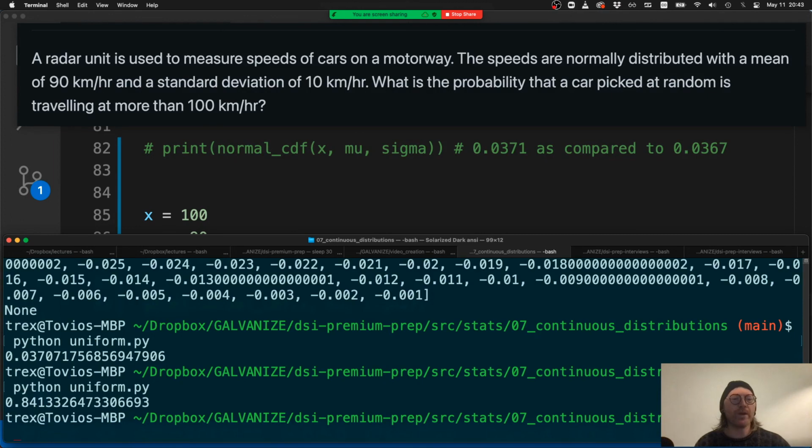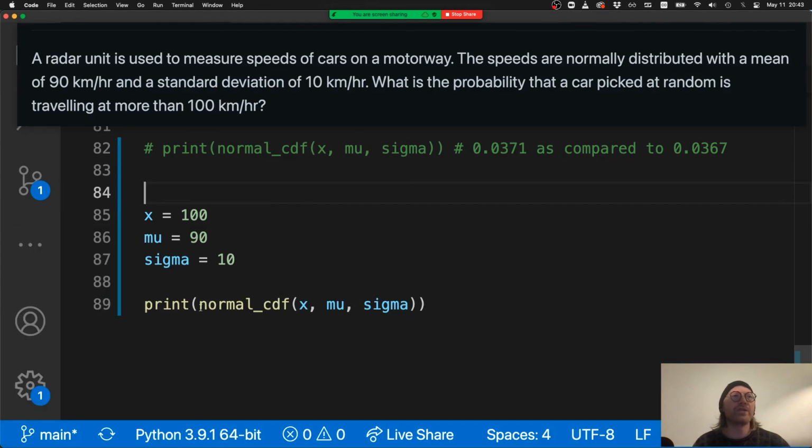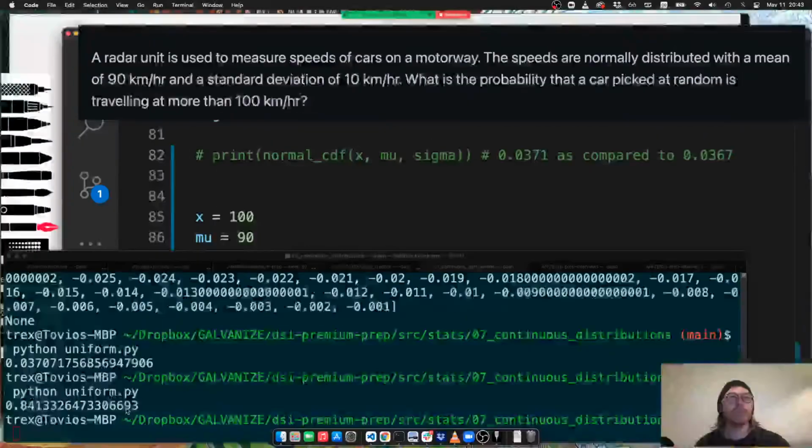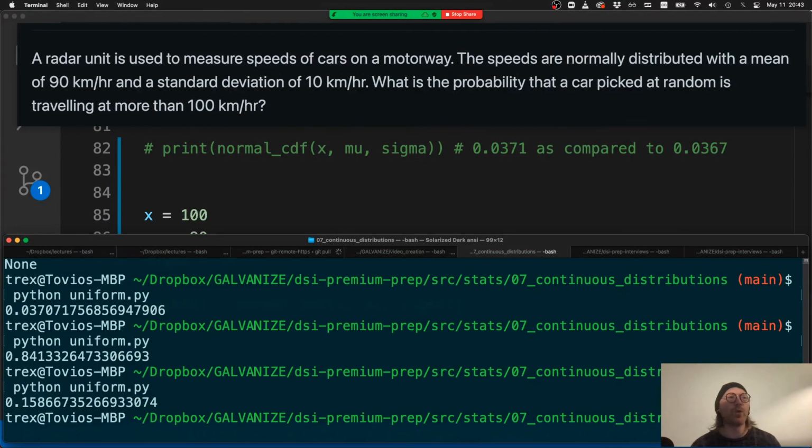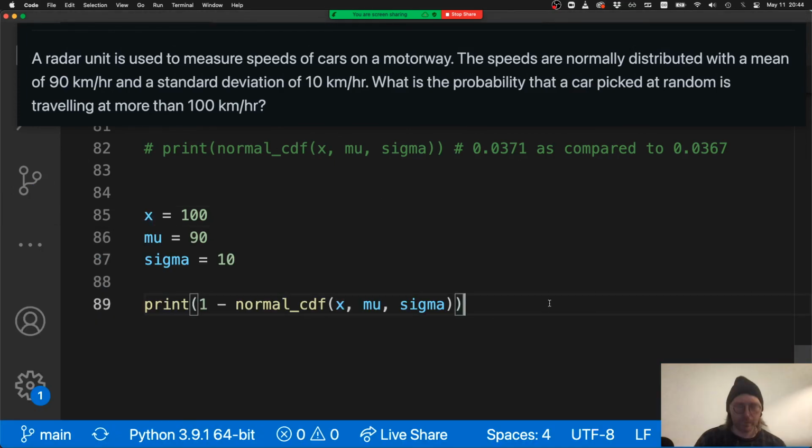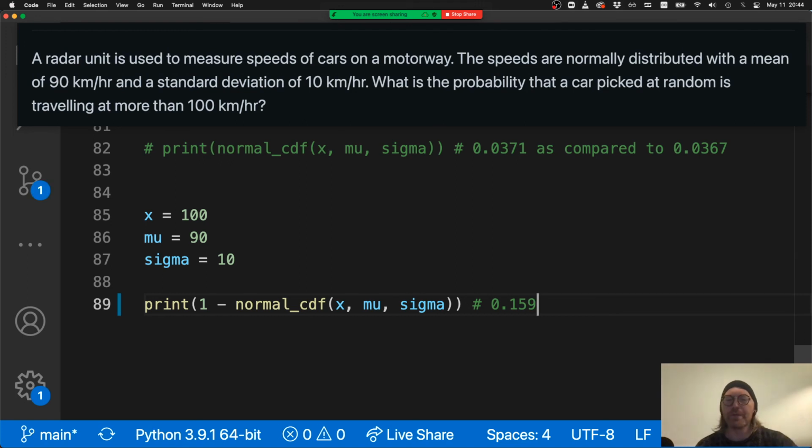So it looks like that's 0.841. We want the complement of that, 1 minus that, which is 0.159 roughly. So that's just the kind of example problem that you might encounter with the normal distribution.